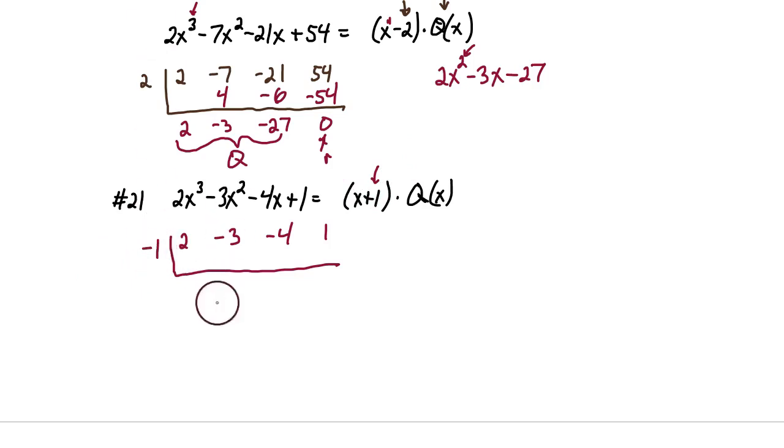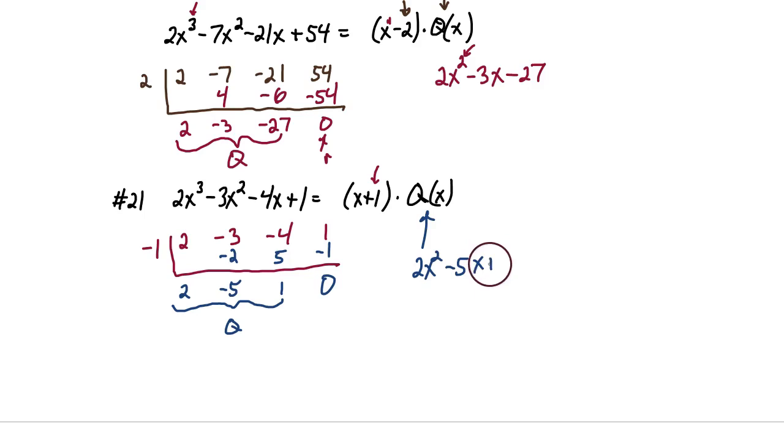Now run through the process. 2, negative 5, 5, 1, negative 1, 0. This piece is the quotient. So the answer for Q is 2x squared minus 5x plus 1.